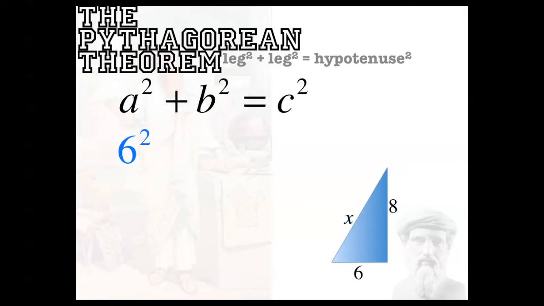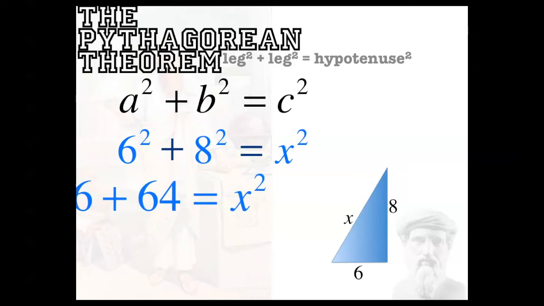One of the legs squared would be that 6 squared. The other leg squared would be 8 squared. The hypotenuse is x. We don't know what it is, so we have to just call it x. And when we put the plus and the equals in there, we get 6 squared plus 8 squared equals x squared. And now we're just going to use algebra to solve this equation.